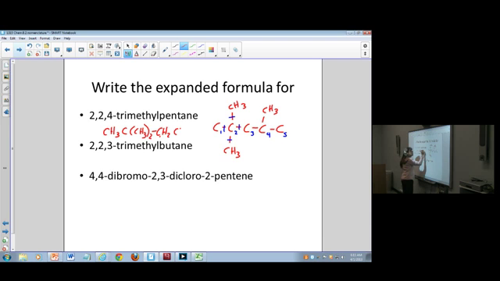CH2, CH, CH3. Oh, running out of space. One more up here, CH3. So let's look at this, the way this is written. Of course, here's my CH3. I'll have to put on 3 hydrogens there. There's no hydrogen on the carbon 2, and that's because there are 2 CH3s, or 2 methyl groups, bonded to it.